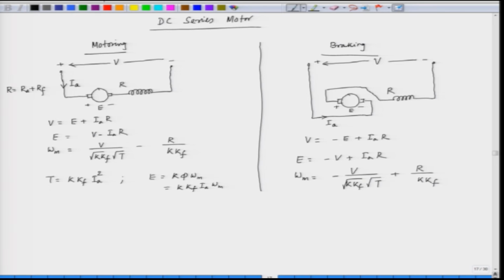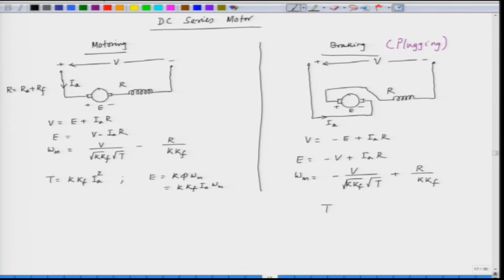Now, this braking is a special type of braking, this is called plugging. In series motor, when we talk about braking, it is usually plugging. We reverse the armature connection, and the motor torque decreases. Here the torque is negative, because the connection has been reversed. So, the torque here is minus of k k f I A square, torque is negative. So, when the torque is negative, we call this braking.